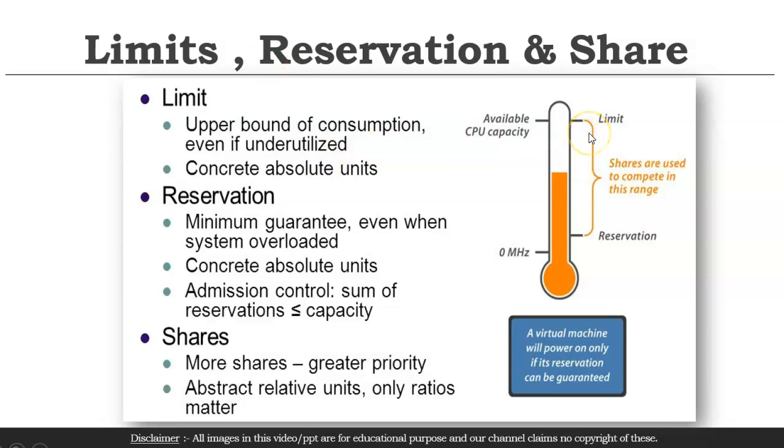Limit is the upper limit, the maximum of the resources that a particular machine can consume. Definitely it also must be less than capacity. And the shares, if multiple customers are asking for resources based on the maximum limits, this can define a ratio in which the resources will be allocated.